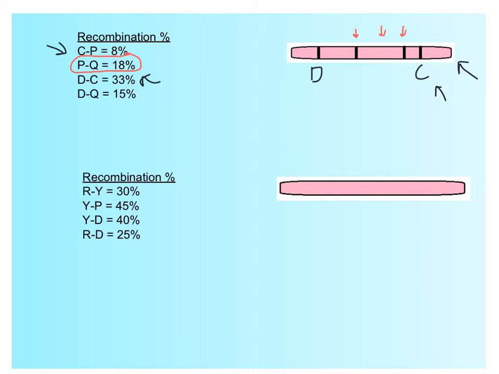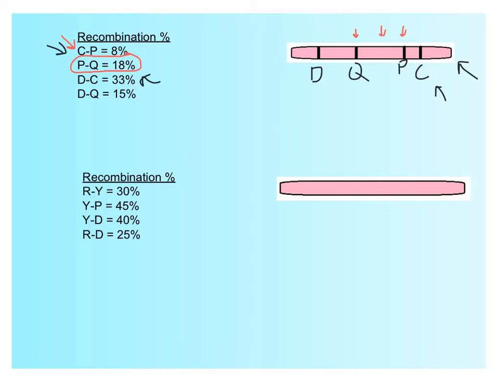Well, you can see from this one right here, P is very close to C because it only gets separated from C 8% of the time. Therefore, I know P has to be there. That only leaves Q, and Q would be right there.